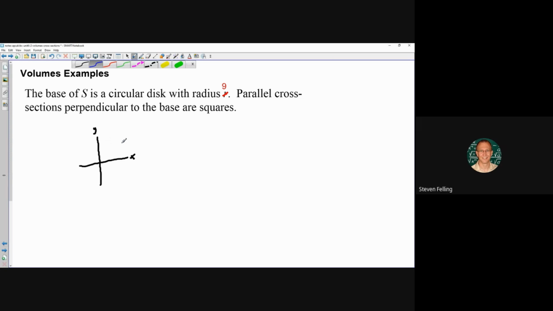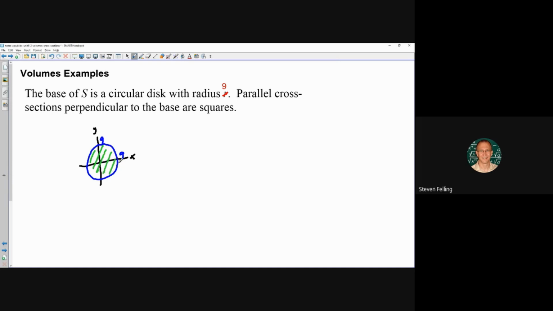Actually, yeah, let's change that to 3. I'm going to change this to 3 just to make it easy. No, we could leave it 9. Doesn't matter. Let's leave it 9. Okay, so we have a circle of radius 9, and that is the base of the shape.